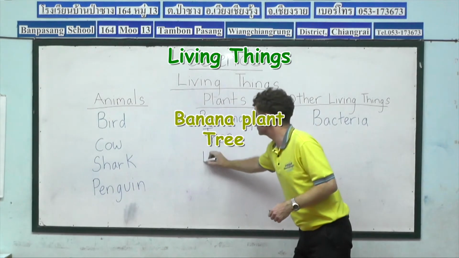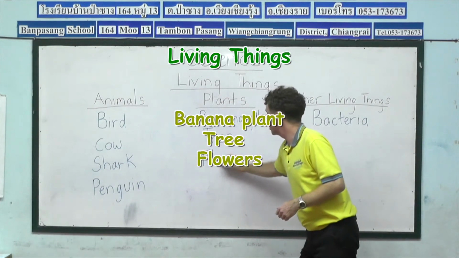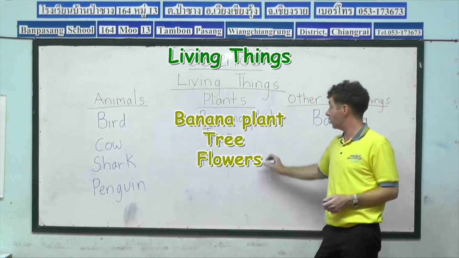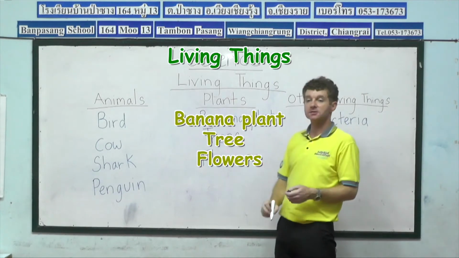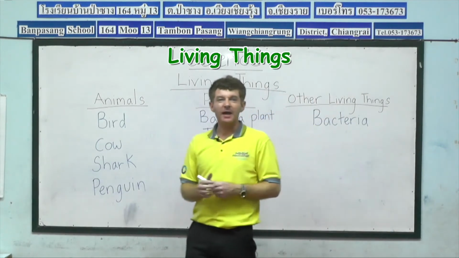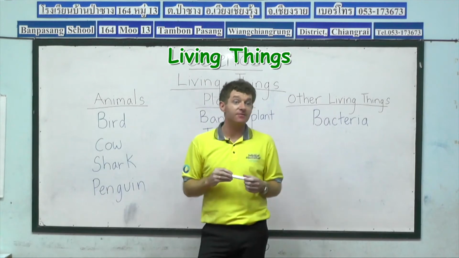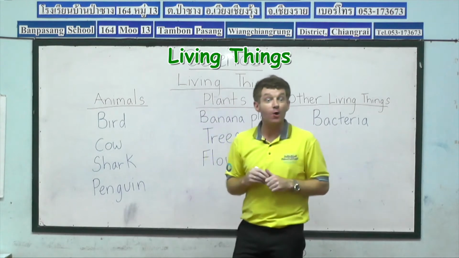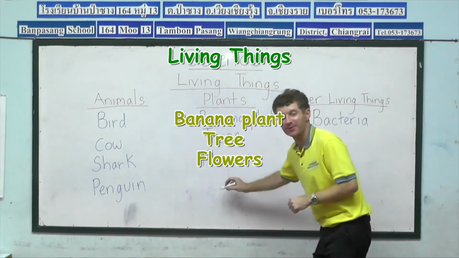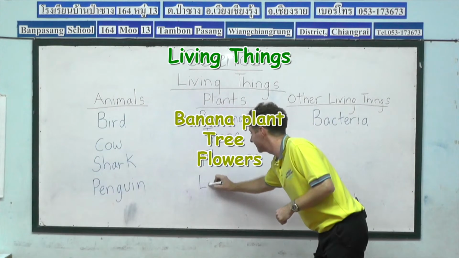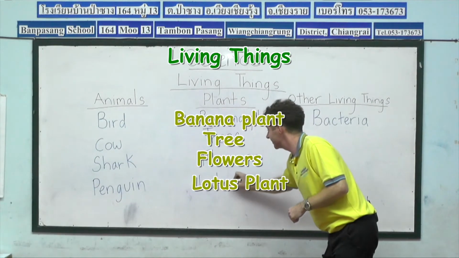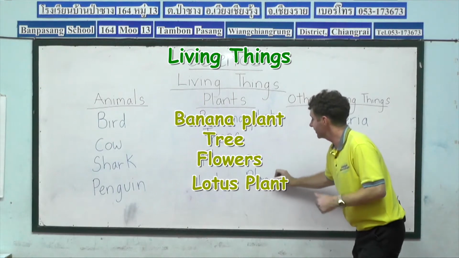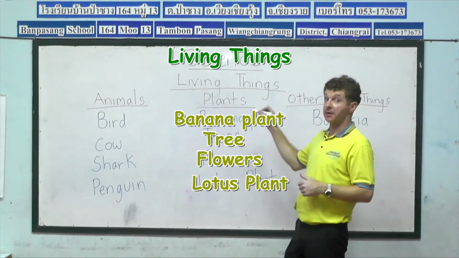How do we spell flowers, guys? F-L-O-W-E-R. Flower or flowers. Tree or trees. One more. Can you remember the type of plant beginning with L that we find in Thailand? Lotus. Yes, the lotus plant. L-O-T-U-S. Plant. Excellent. So our animals and our plants are all on the board.